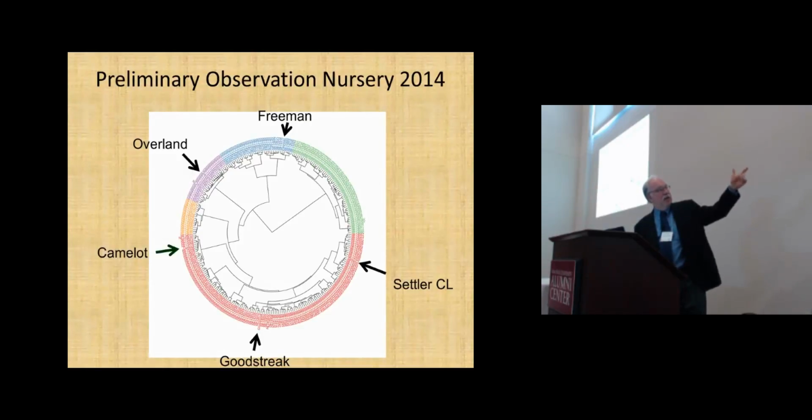Three good cultivars, Camelot, Goodstreak, and Settler CL are there. The most popular wheat in Nebraska up to last year was Overland. It has its lineages now beginning to come into the program. The second to last release we've just made is Freeman, with very good nitrogen use efficiency. It's coming out of a different lineage, and has a lot of Alliance in it.